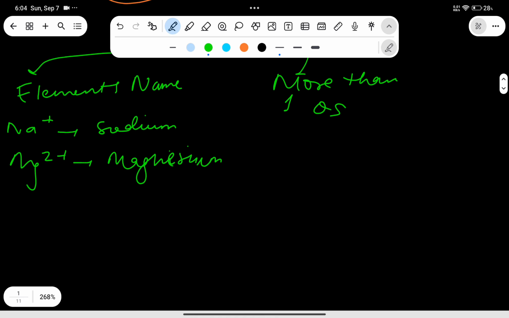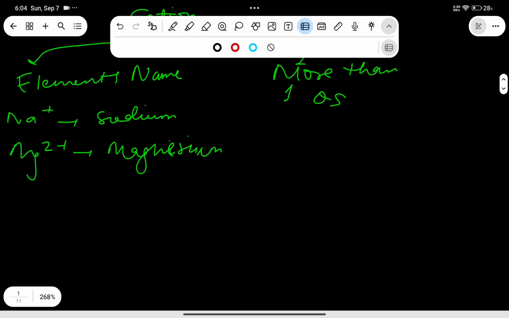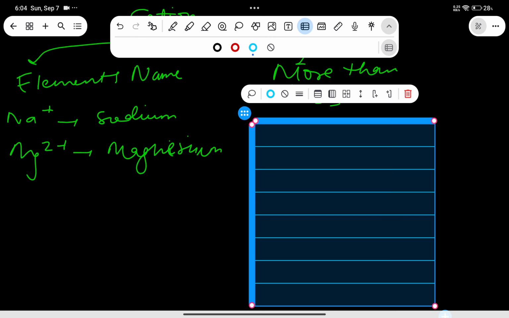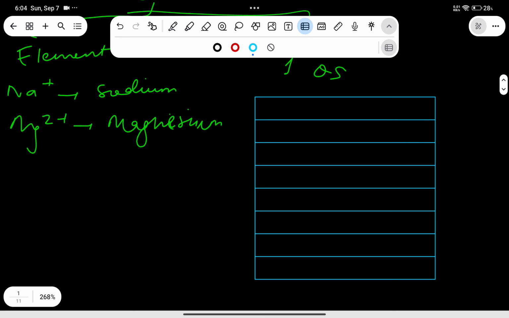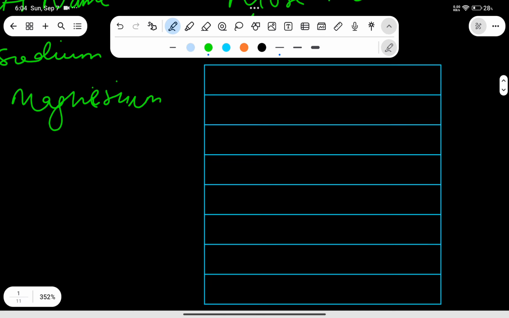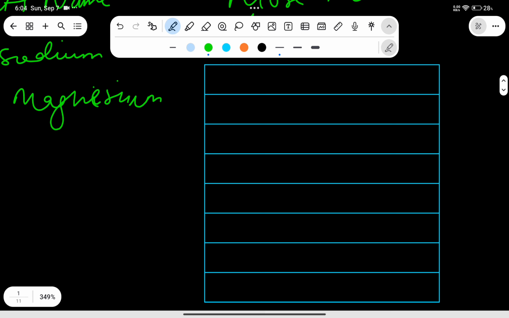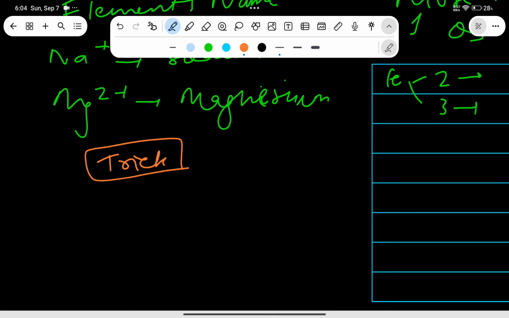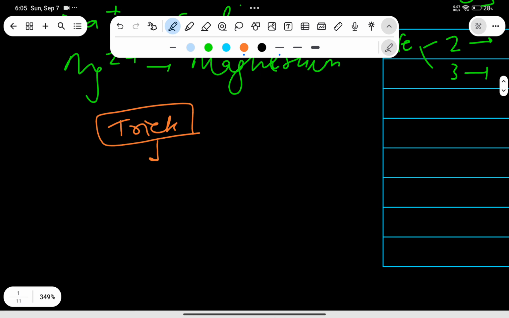Alright, now for doing the examples, I'm going to draw a table. So we'll have this table, very nice. We'll understand the examples with this table. Try to understand that if we have iron, then it can exist in two oxidation states, 2 and 3. How to name that? For that I have one trick. This is that trick, let me just highlight this. It is the trick to predict which suffix will be there in the name.